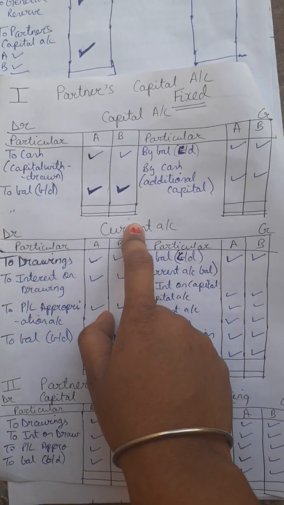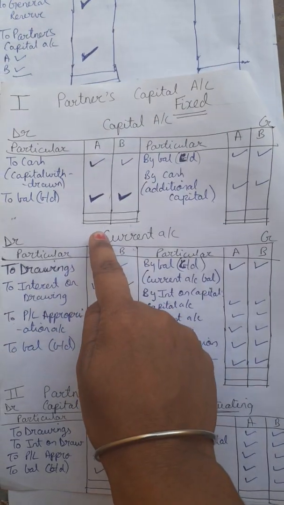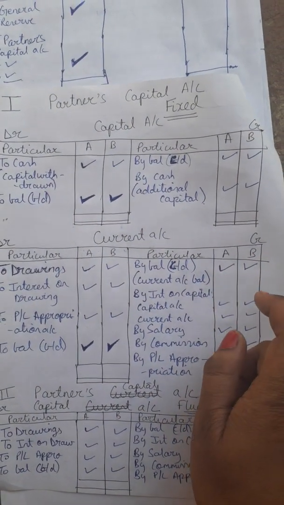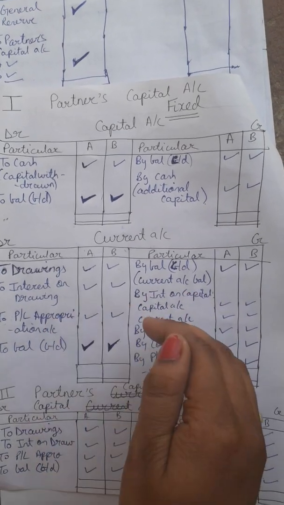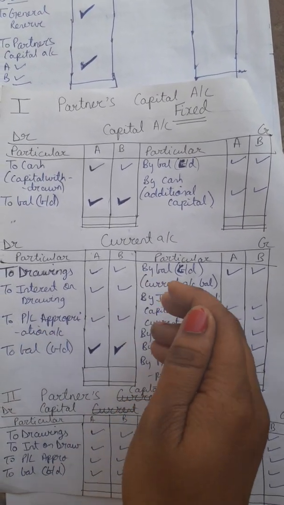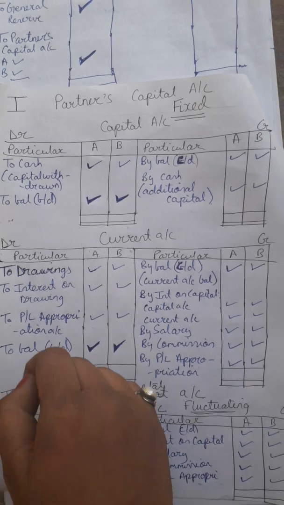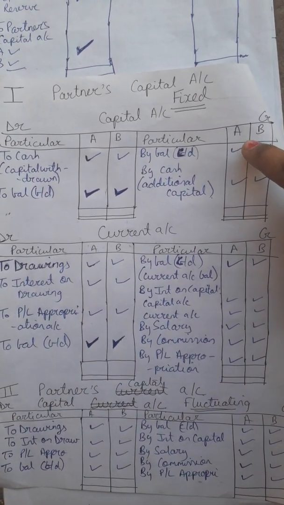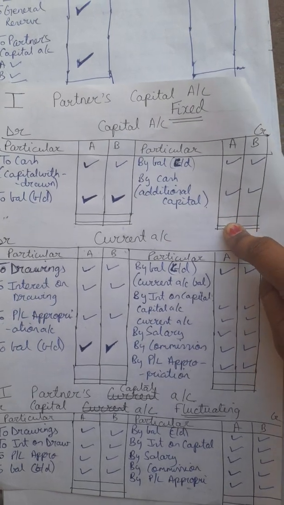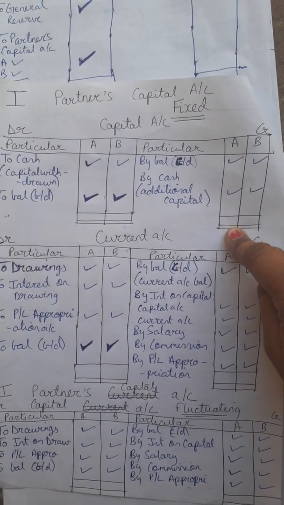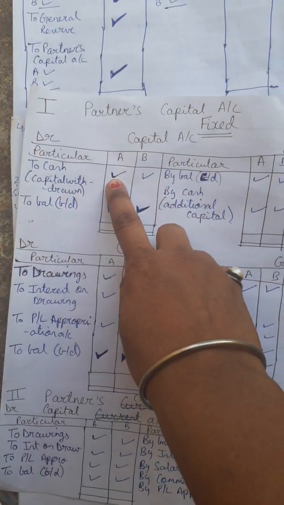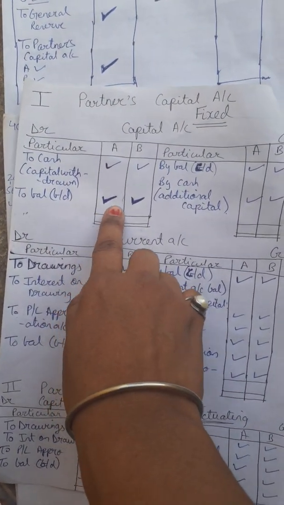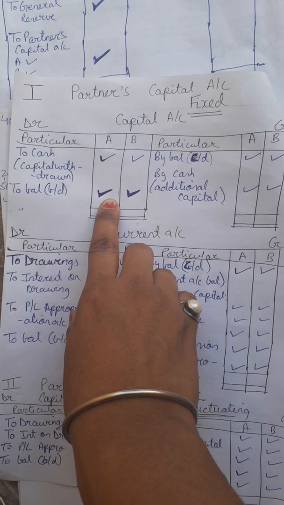Closing of the account means totaling the debit column and totaling the credit column. Whichever side is less, the difference of debit and credit will come to that side. For example, if the total comes to 200 on one side and here it is 50 rupees, then 200 minus 50, the By Balance Brought Down will be shown as 150.